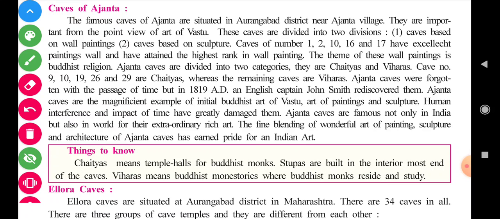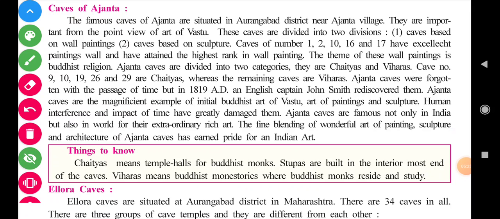Second is Vihara. What is the meaning of Vihara? Vihara means Buddhist monasteries where Buddhist monks reside and study. Vihara is the type of place where the Buddhist monks, that is, Buddhist sadhus, live and study. And Chaitya are the temple halls. So now, students, you know the meaning of Chaitya and Vihara.